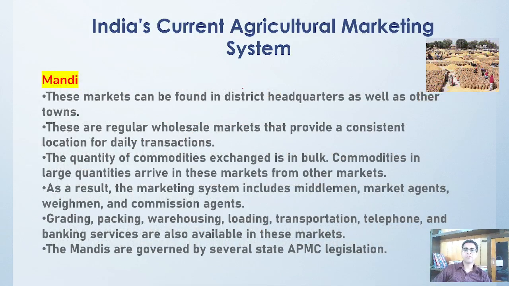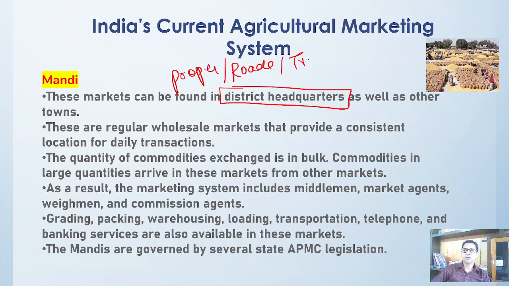Normally mandis are found at the district headquarters. We have a proper mandi, with proper roads. Even trucks come there to load and unload the product. So these are the regular wholesale markets, where daily transactions keep going on. The focus here is on the exchange of bulk commodities. A bulk commodity can be anything: vegetables, wheat, rice, coarse grain, or whatever it is.